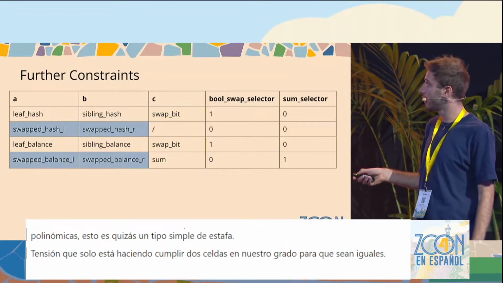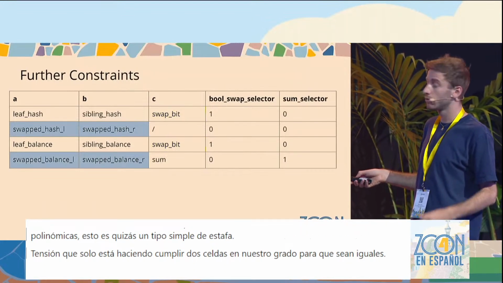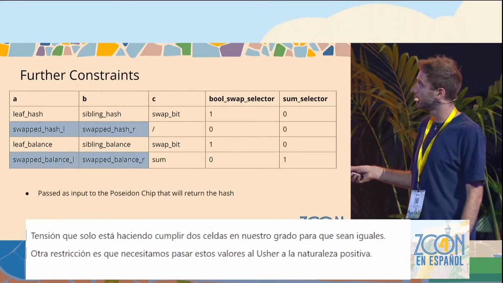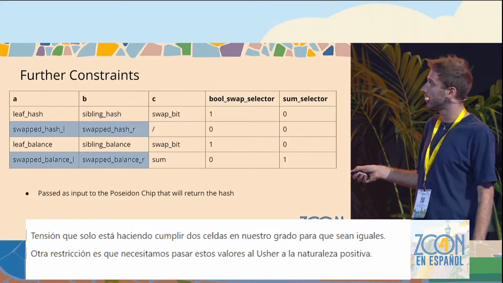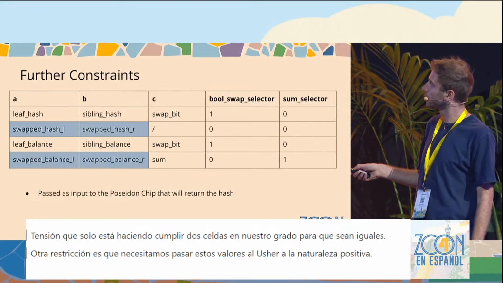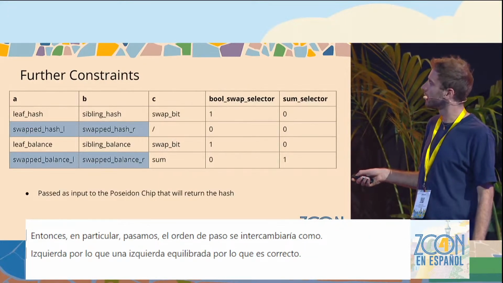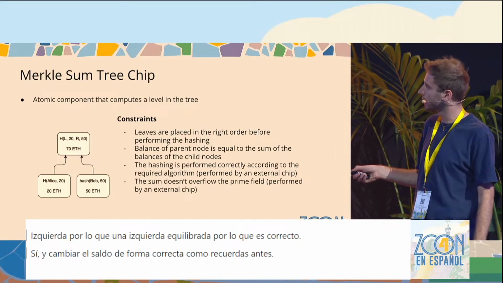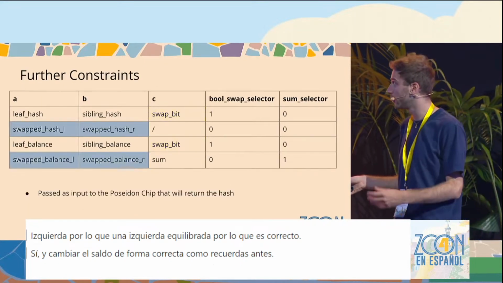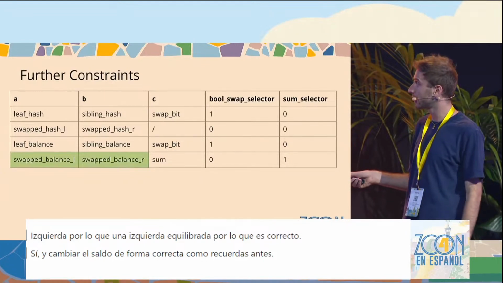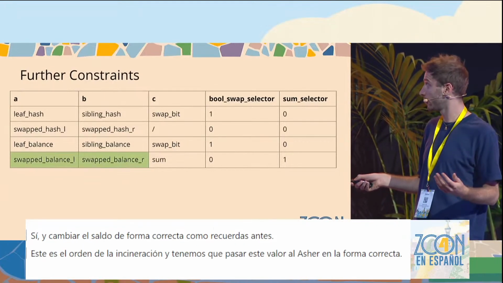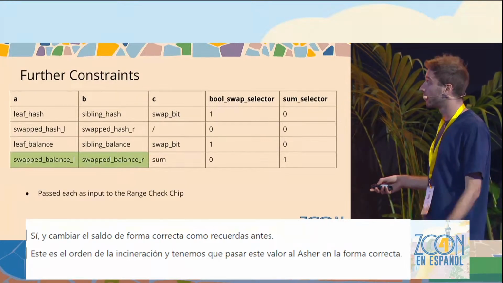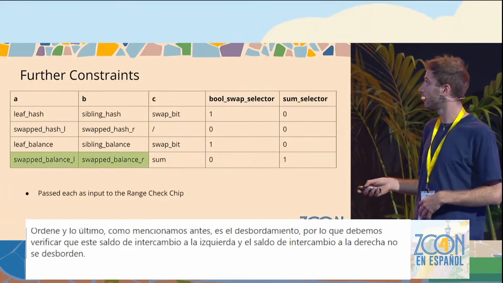Another constraint is that we need to pass these values to the hasher. In particular, the order of passing would be swap hash left, swap balance left, swap hash right, and swap balance right. As you remember before, this is the order of the hashing, and we need to pass these values to the hasher in the correct order. And the last thing, as we mentioned before, is the overflow. So we need to check that this swap balance left and swap balance right do not overflow. So we'll pass this to the range check chip.